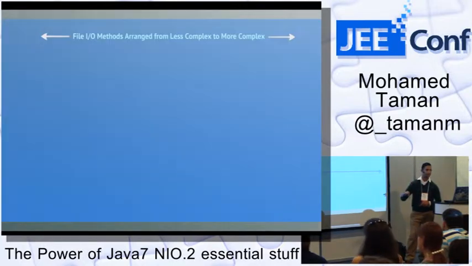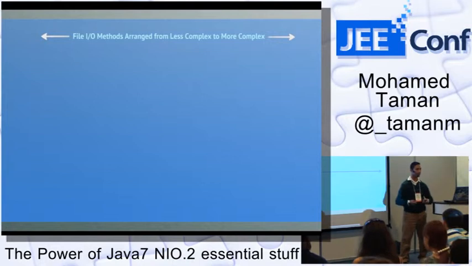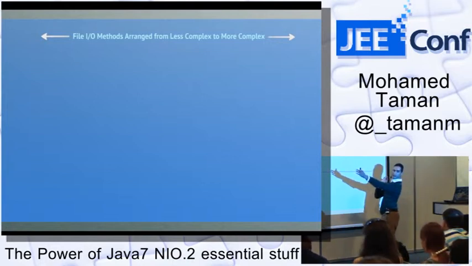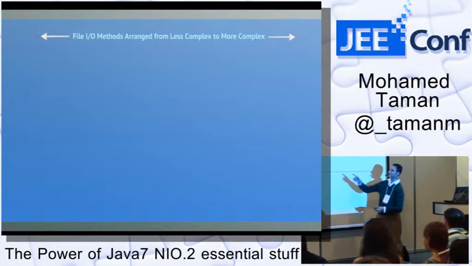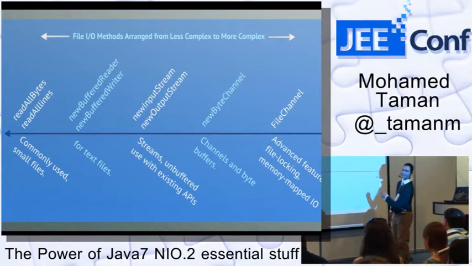This is the final summary. Let's define in terms of complexity what you can do with files. From the far left, this is less complexity, and on the far right is more complexity.